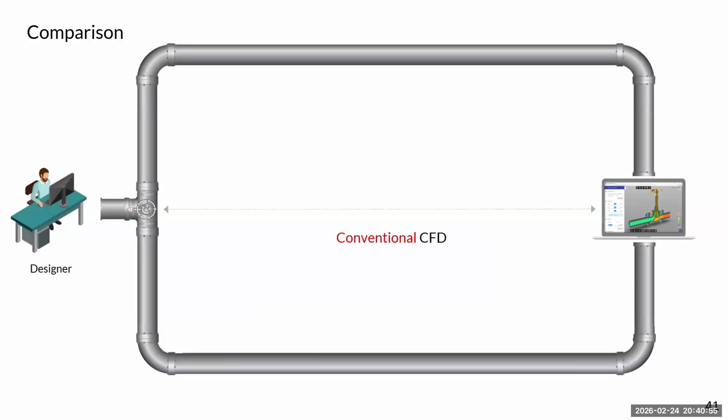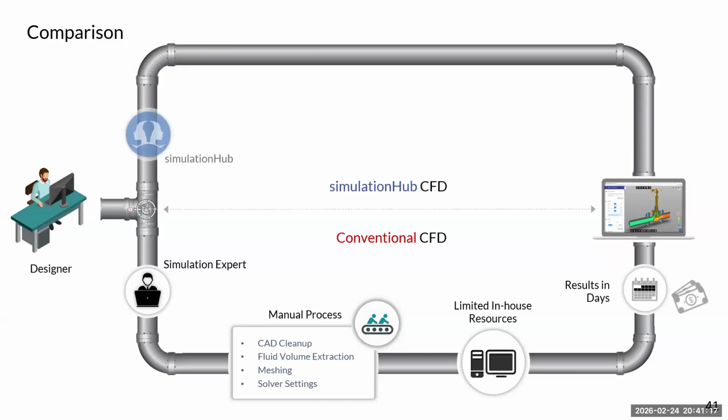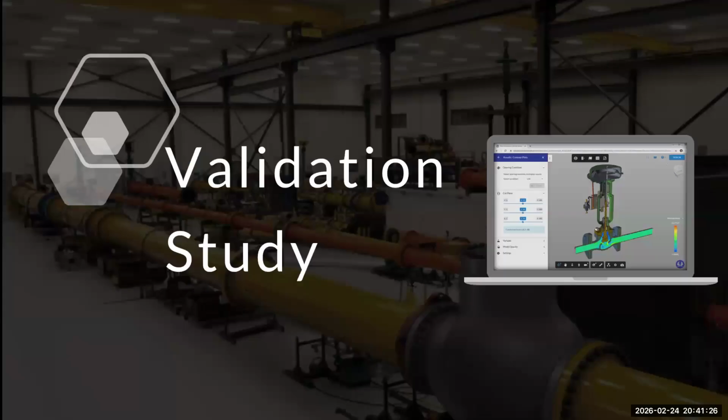So here is a short comparison between the conventional CFD approach and the simulation approach. In a conventional approach, all the process is manual and it is limited by in-house resources, and the results take days or weeks, typically 3 to 5 days. And in the simulation approach, the process is autonomous and cloud computing is used, and the results are available in hours. Okay, so yeah, it sounds very fast.